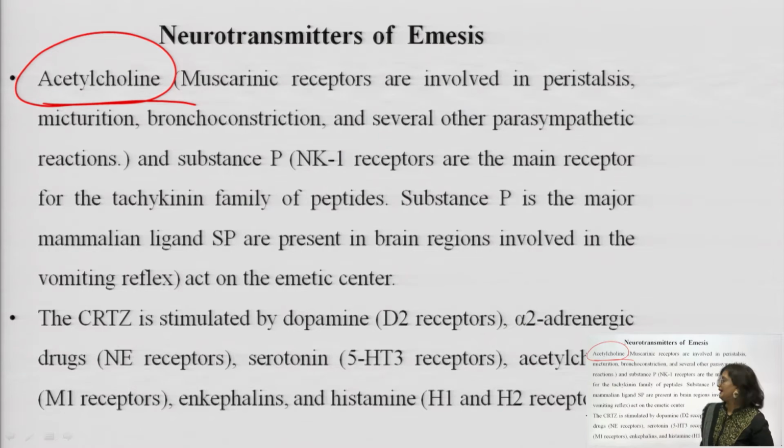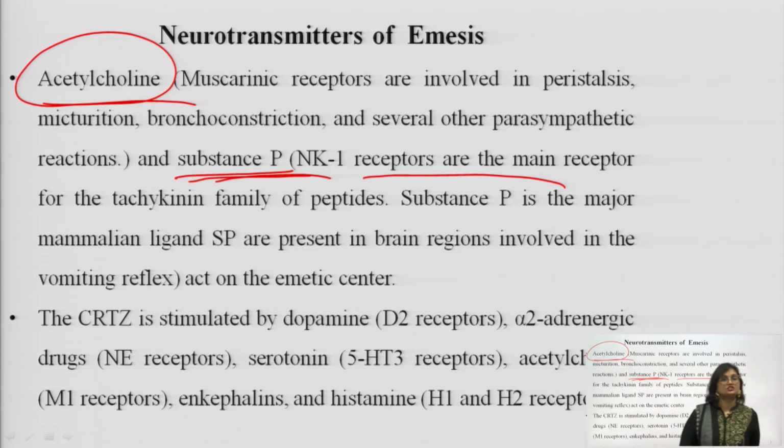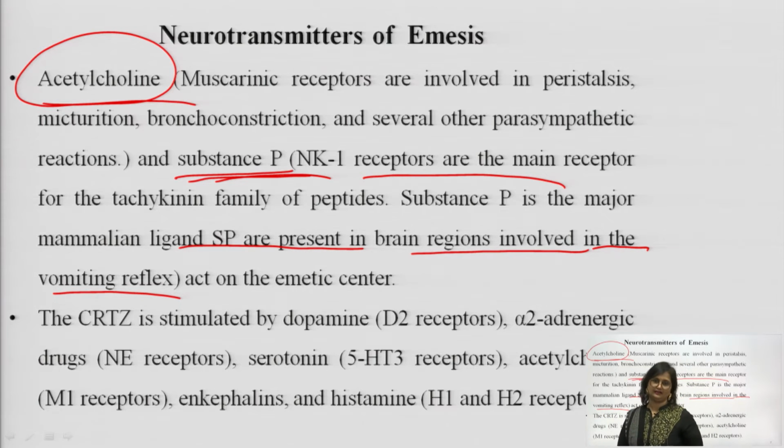Followed by substance P, which acts on NK1 receptors. These NK1 are the main receptors for the tachykinin family of peptides. Substance P is the major mammalian ligand present in brain regions involved in the vomiting reflex. So substance P is the ligand for this category of peptides, which belong to the family of tachykinins.